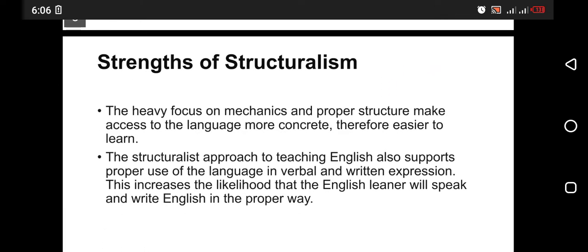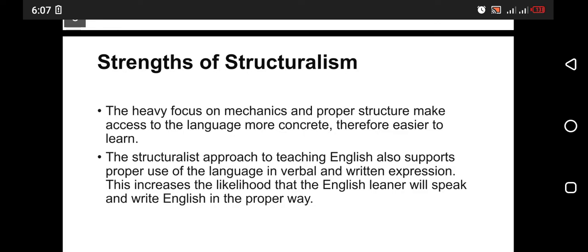Strengths of this method. There is a heavy focus on the mechanics and proper sentence structure of the language, because language is a systematic structure. So it's concrete and easier to learn, meaning students just memorize the particular grammatical rules and structural elements, like there are subject, verb, and object in each and every sentence, and they identify them in other sentences as well. So it's comparatively easier for students who are at the very beginning stage.